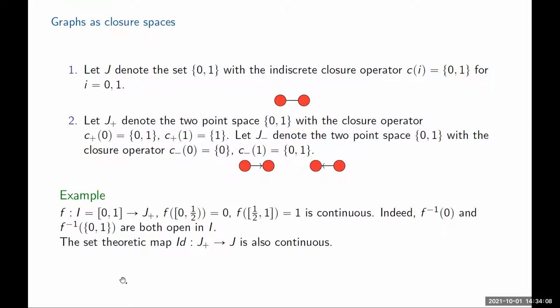And furthermore, if you consider the set theoretic identity map from J plus to J, this is a subgraph, so it's going to be continuous, just as a graph morphism too.